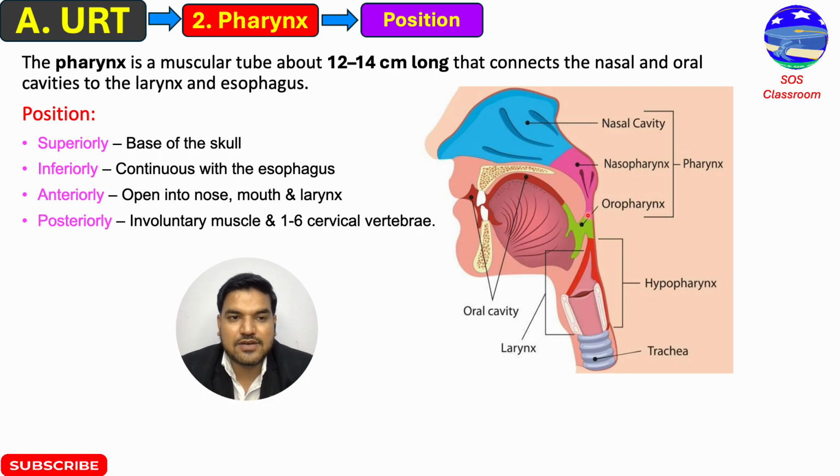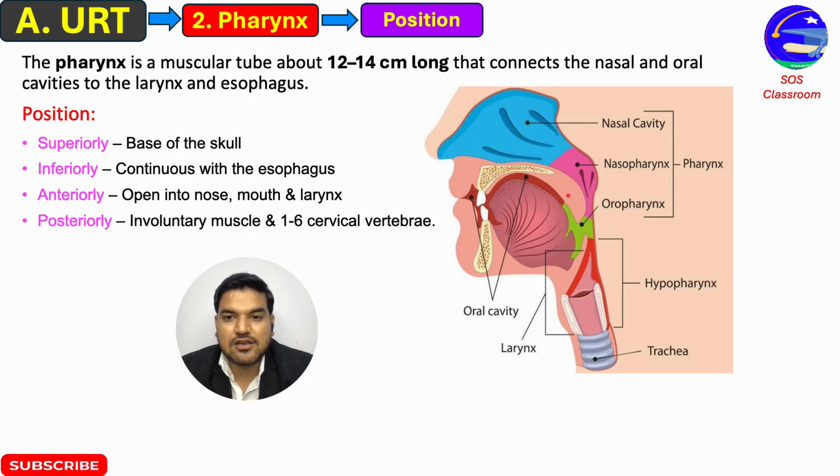What is the position of the pharynx? Superiorly, you can see this is the esophagus, this is the pharynx, and superiorly is the base of the skull. Base of the skull means the lower portion of the skull. Inferiorly, it is continuous with the esophagus.